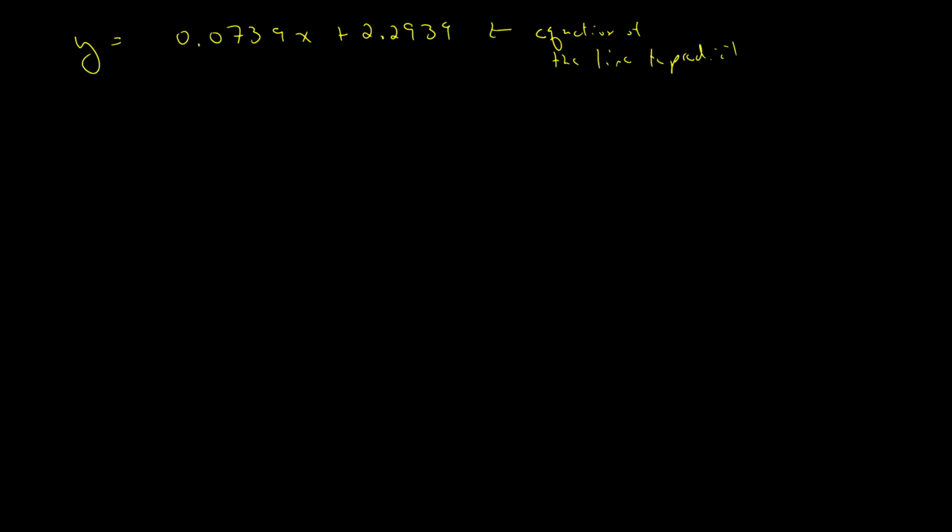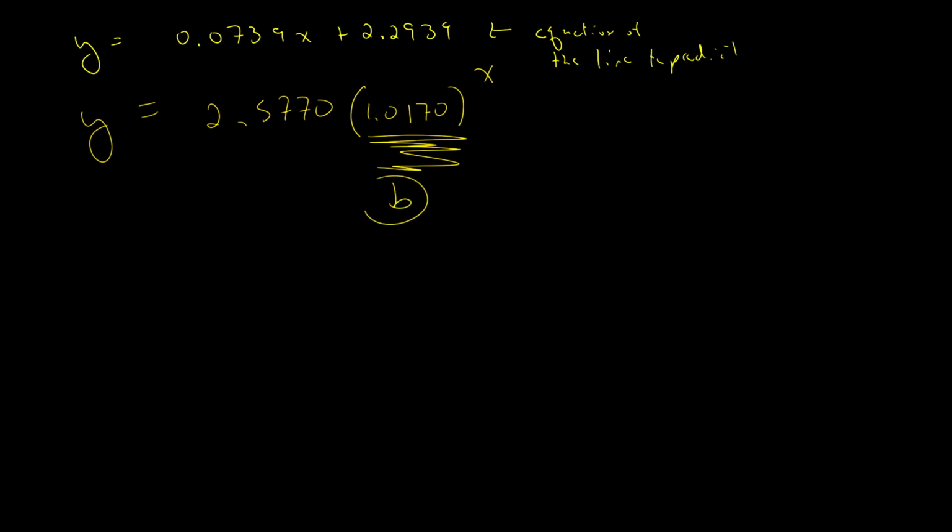And so what that says for us, we'll come back to the blackboard here, is we could also have an exponential model that equals y equals a, which is 2.5770, because I'm going to keep it to 4 decimal places, times my base of 1.0170 to the x. Now this is my base. And so these are the two models that fit the data.